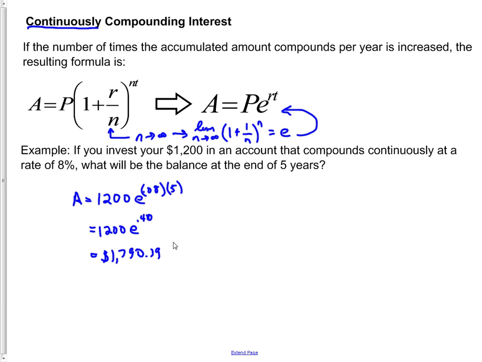Now, if you want to compare that, in our last example, we got $1,783. So we do $7 better than we did when we were accumulating quarterly. Is this always the case? Will we increase? Well, I think this is about the largest amount of money that we could earn by earning interest by using what's called continuously compounding interest. So that's how the formula works.